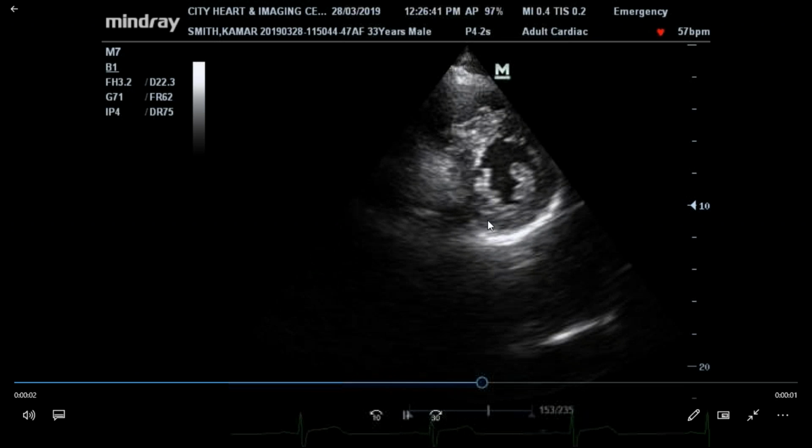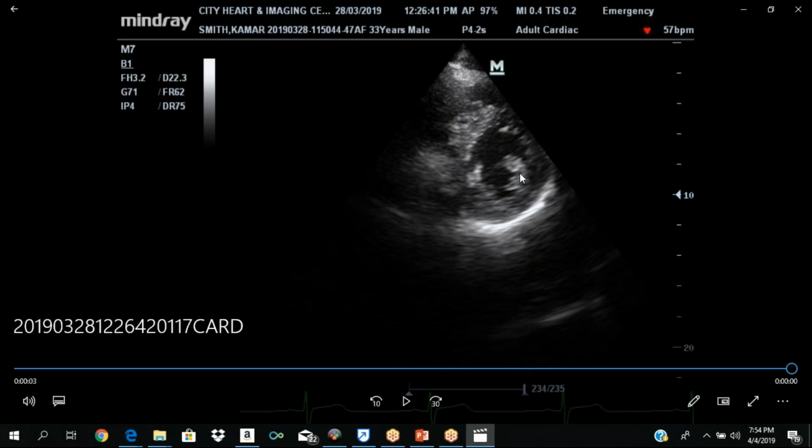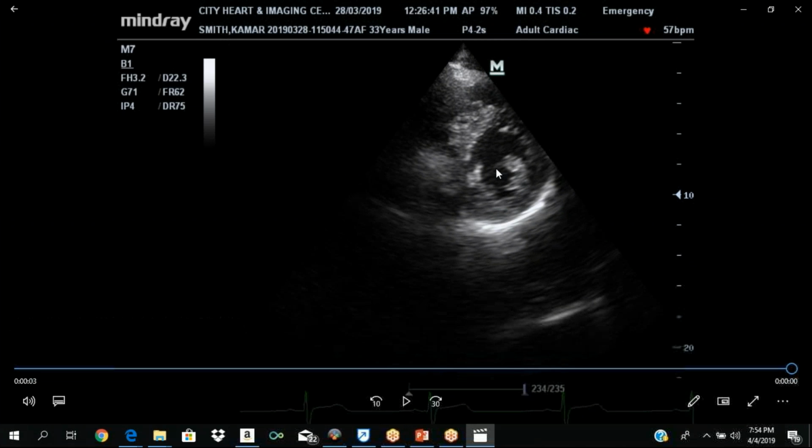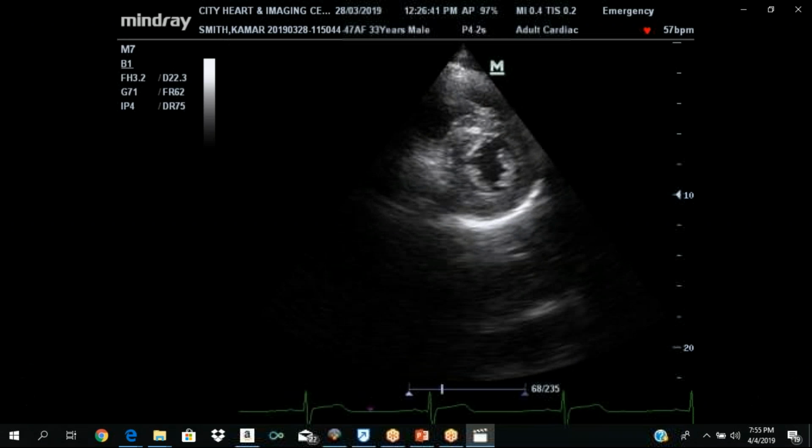So this is at the mid-cavitary level where you have the papillary muscles. You're moving the angle of the transducer upwards a little bit more now. This is at the mid-cavity level. This is your anterior lateral papillary muscle, posterior medial papillary muscle. This is the anterior wall, inferior wall, lateral wall, and septum. Put it in play.